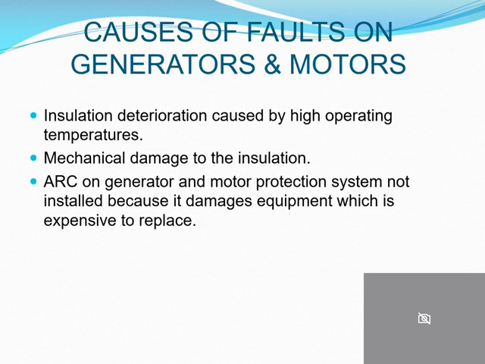Then on your generators and your motors, I'm combining them because they are similar in nature. One generates, one pulls. So your insulation deterioration is caused by your high operating temperatures and by mechanical damage to the insulation. And we say that auto-reclose on generator and motor protection systems is also not installed because it damages the equipment, which is going to be expensive to replace for you. So if there's a fault in a generator or in a motor, irrespective of whether it was permanent or not, we say go out and test before you put it back in service. That's why we don't want it to automatically reclose.